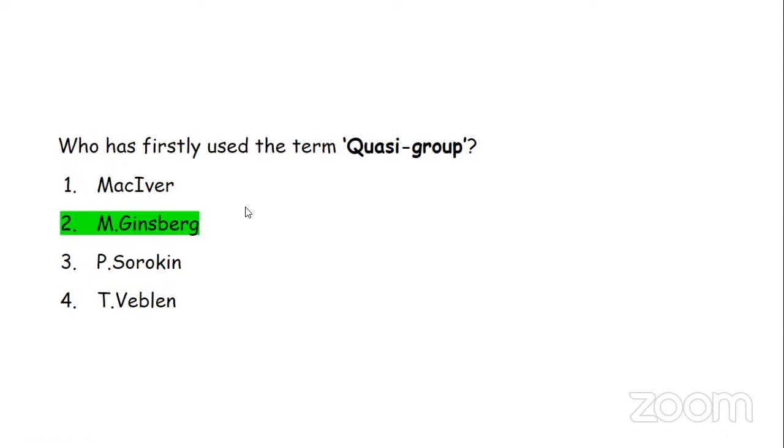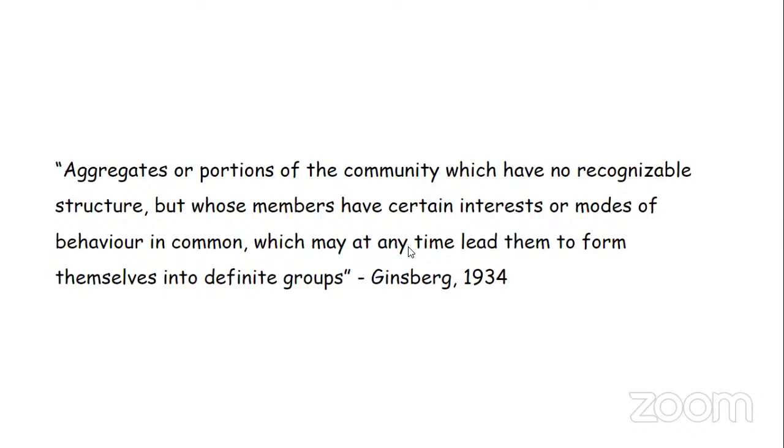So Ginsberg used the term quasi group for the first time. This is his definition of quasi group, which he gave in 1934. He defined it as aggregates or portions of the community which have no recognizable structure, but whose members have certain interests or modes of behavior in common, which may at any time lead them to form themselves into definite groups. So according to him, these quasi groups have a potential, and at any time they can form themselves into definite groups.